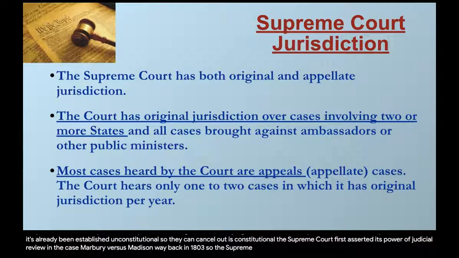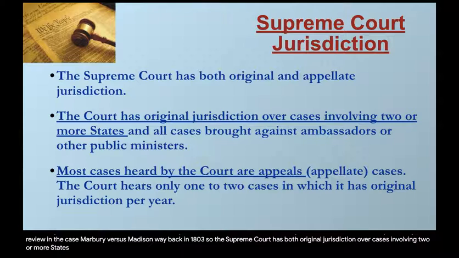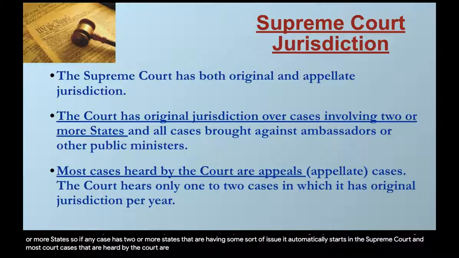So the Supreme Court has original jurisdiction over cases involving 2 or more states. So if any case has 2 or more states that are having some sort of issue, it automatically starts in the Supreme Court. And most court cases that are heard by the court are appeals. So most cases that go up to the Supreme Court have been tried in a lower court before and they're being appealed up to the Supreme Court.